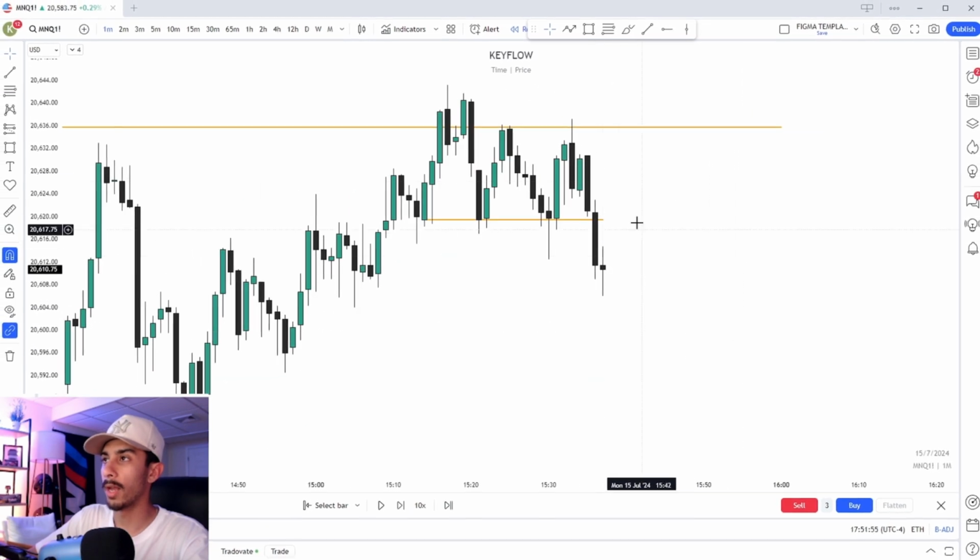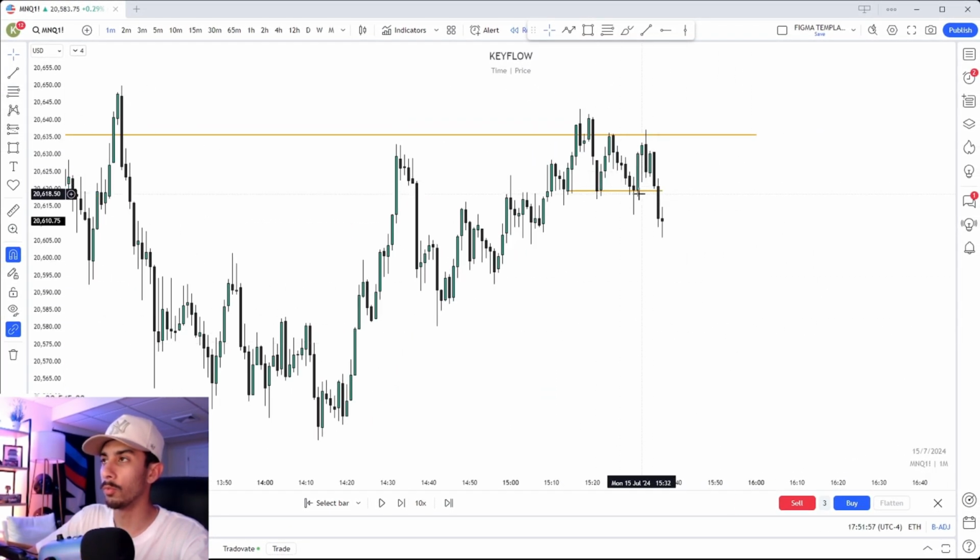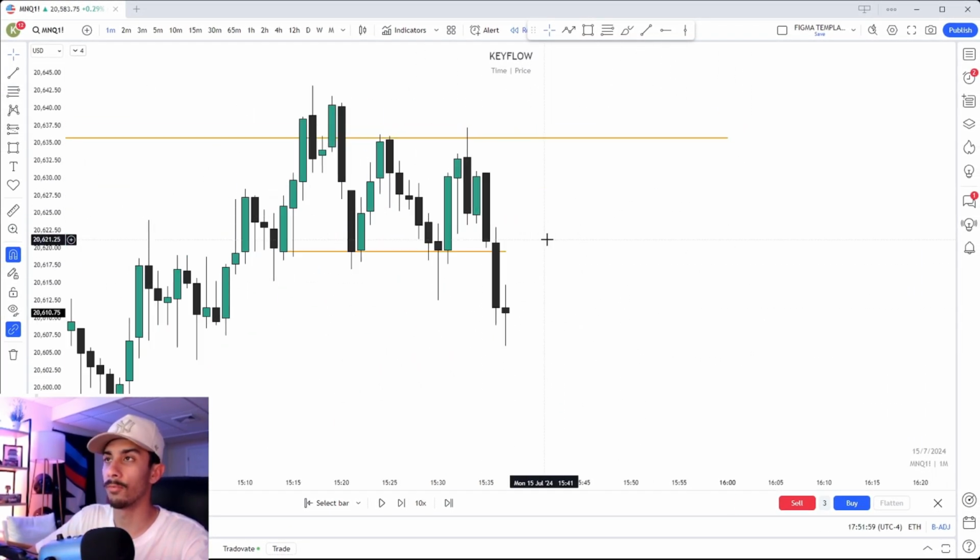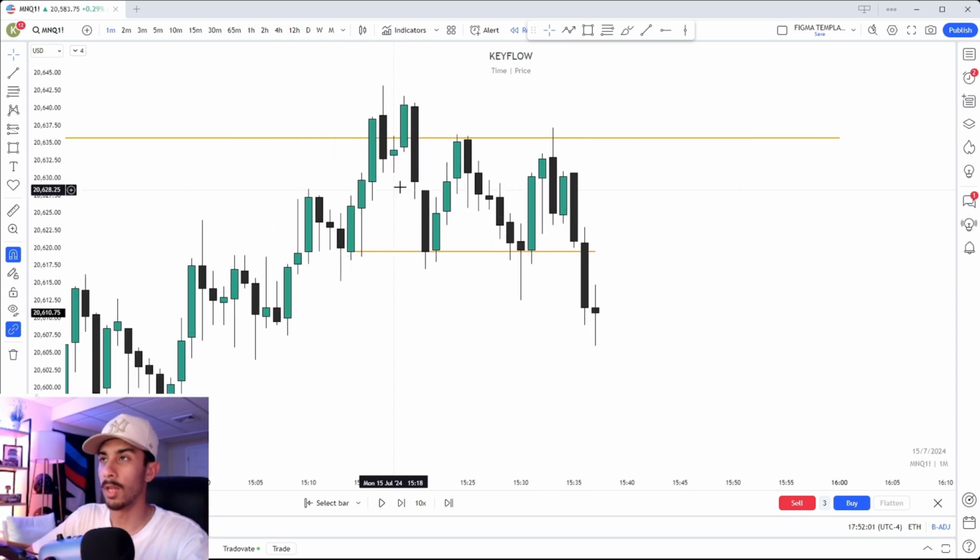And you can see we don't actually get the full drop until we get a close under and form a change in state of delivery. It does a lot of up and down over here, but nothing is actually going on.